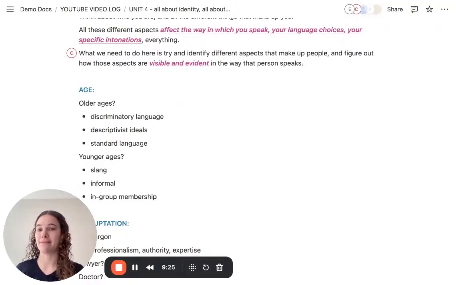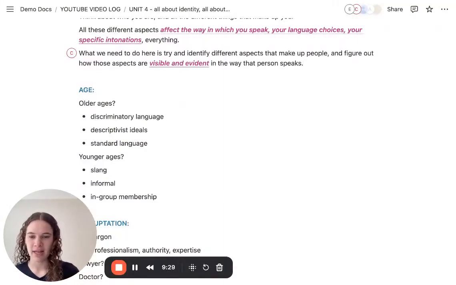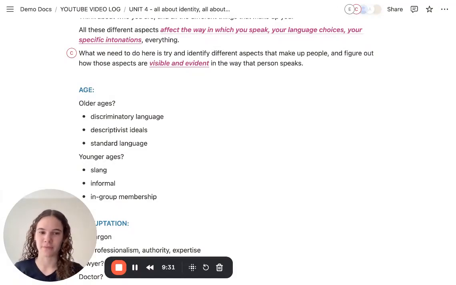Does it say they're trying to be more youthful, trying to be more rebellious or creative, or they're trying to fit in that in-group? And is it working for them? So think about all those different things.